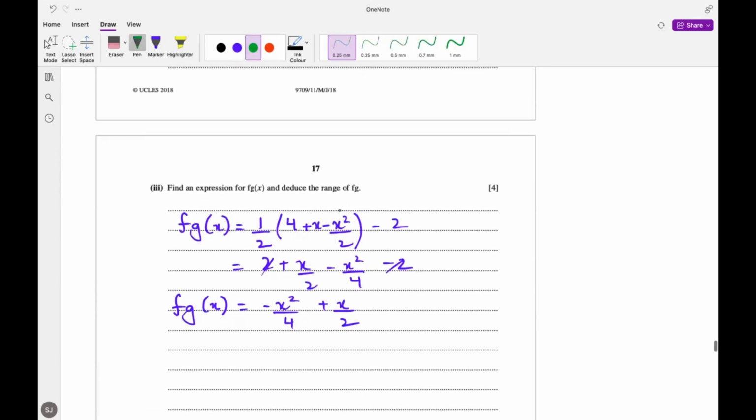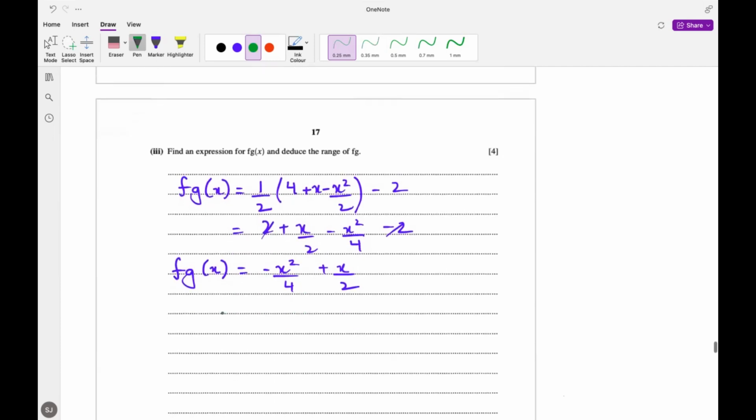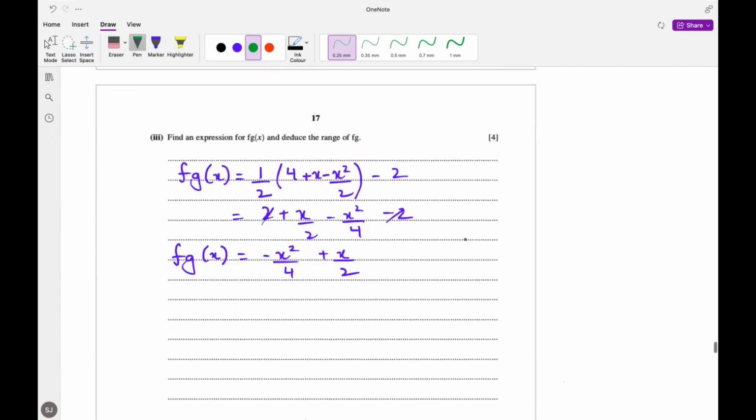To find the range of fg, as it is a quadratic equation, we can complete the square and find the turning point, or we can find the gradient and put it equal to 0. For a quadratic equation, we can have a minimum point or a maximum point. At each of these points, dy/dx will be 0. As the x squared term is negative, we'll have a maximum point. So first finding the dy/dx of fg, this will become minus 2x upon 4, plus differentiating x upon 2 will give us 1 upon 2.